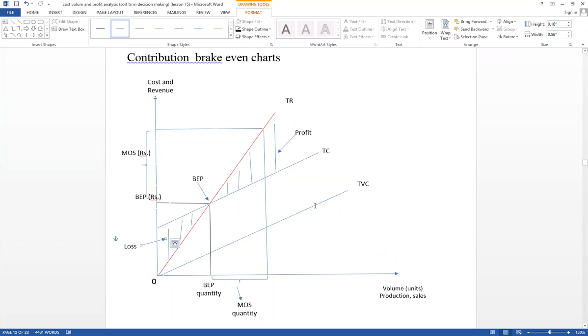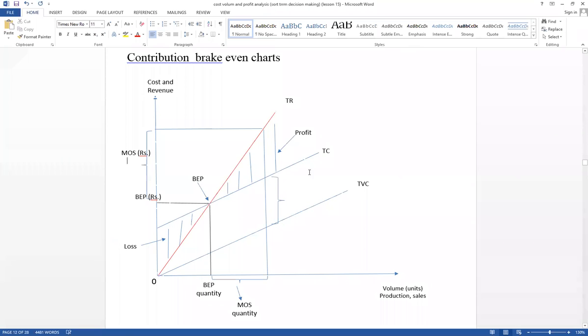Think about this one, very important. Think about total variable cost and total fixed cost. Difference between these two values. They ask this in the MCQ paper. Think about total cost as well as total variable cost. Here the difference will be equal to total fixed cost.